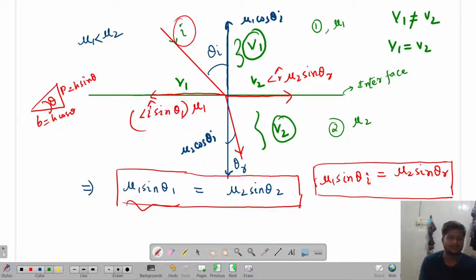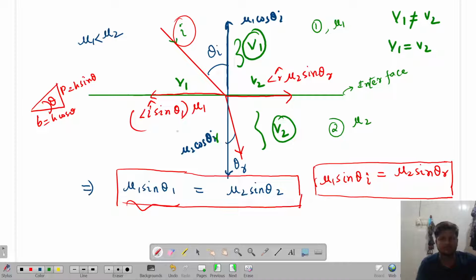While if you look at the vertical component, since the light is entering from one medium to another medium, what is going to happen? Velocity is going to change. That's why you are not taking mu1 cos theta i to be equal to mu2 cos theta r. Got it or not? That is the biggest difference.